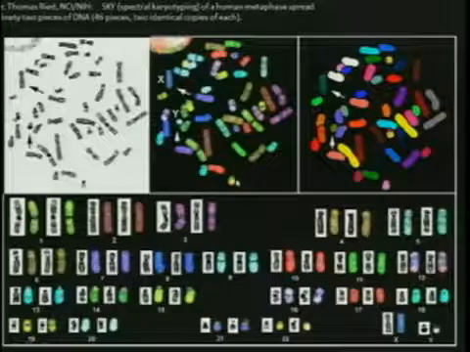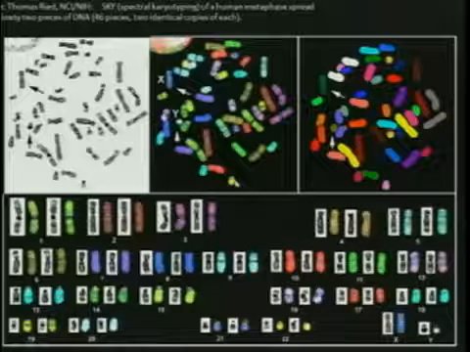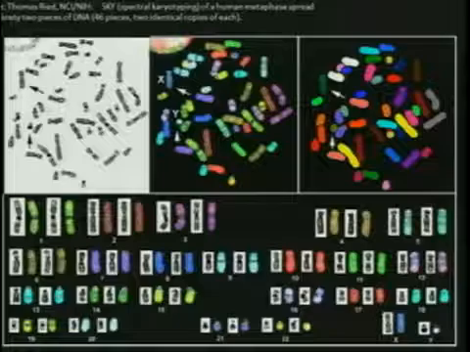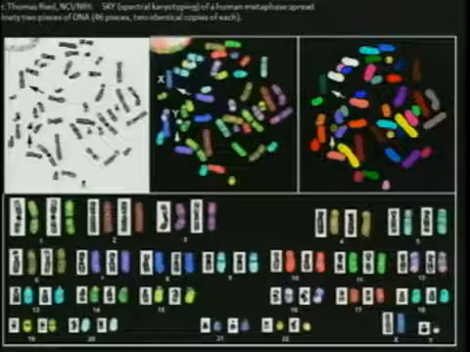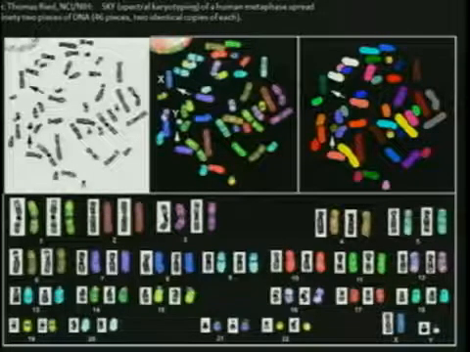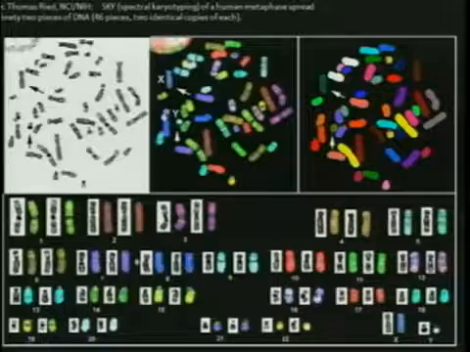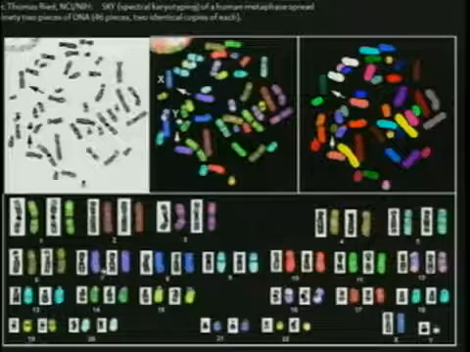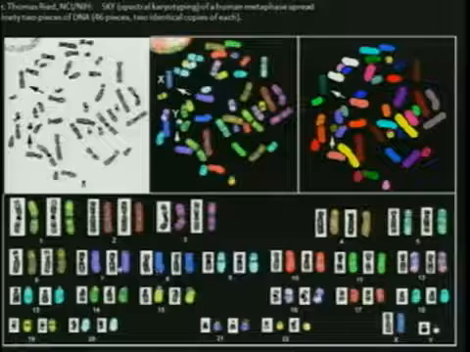This is not Photoshop, by the way. They're visualized by hybridization with probes that glow different colors. So you can actually identify that. I'm actually partly colorblind. So to me, these colors look the same. But I'm hopeful to most of you they look slightly different.